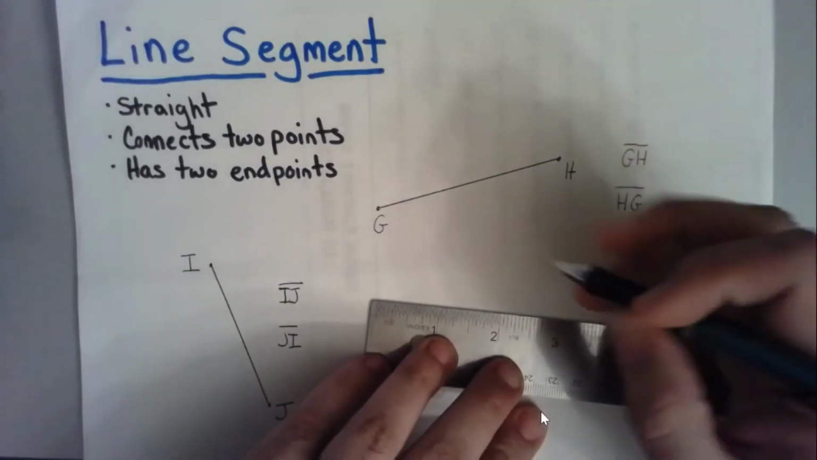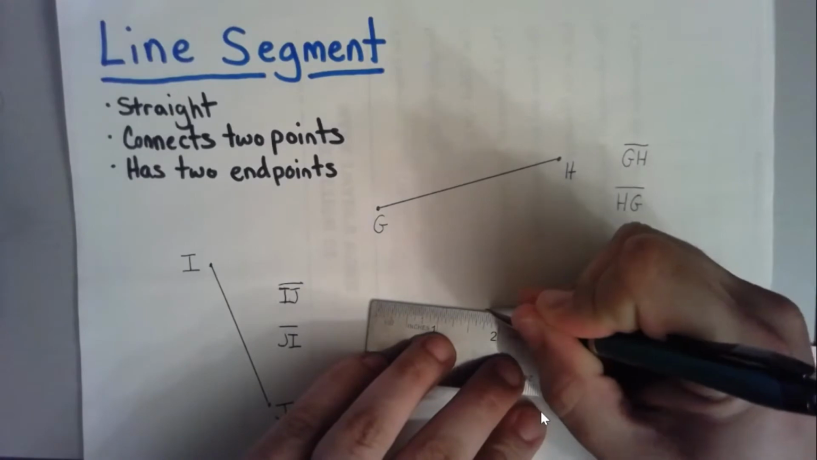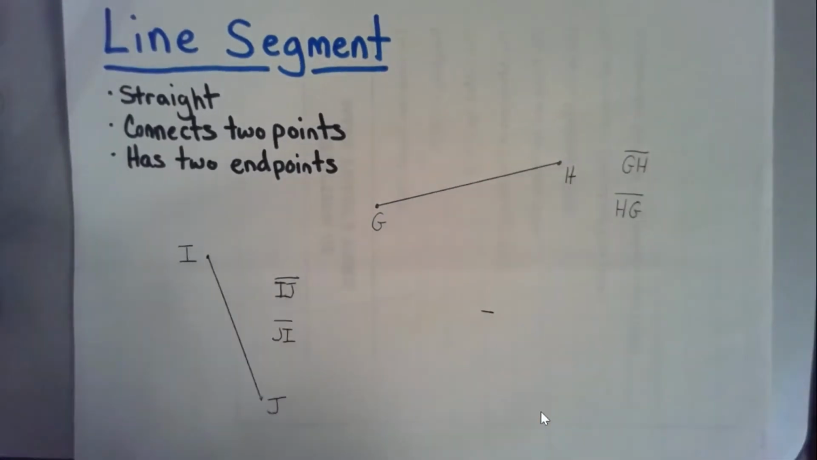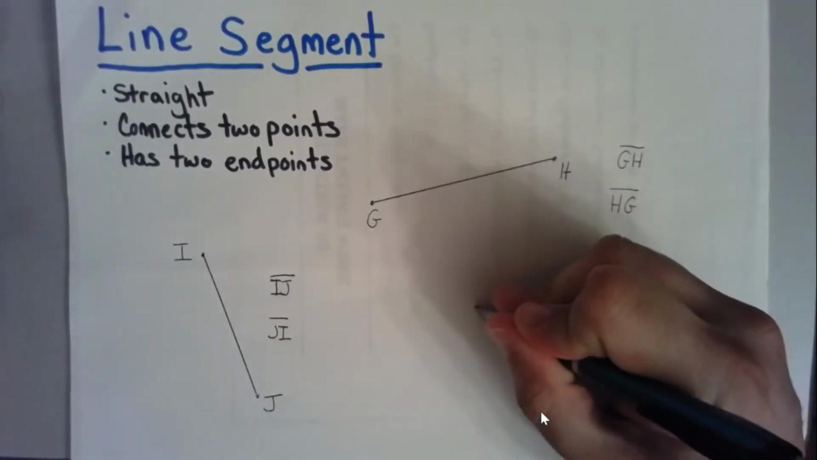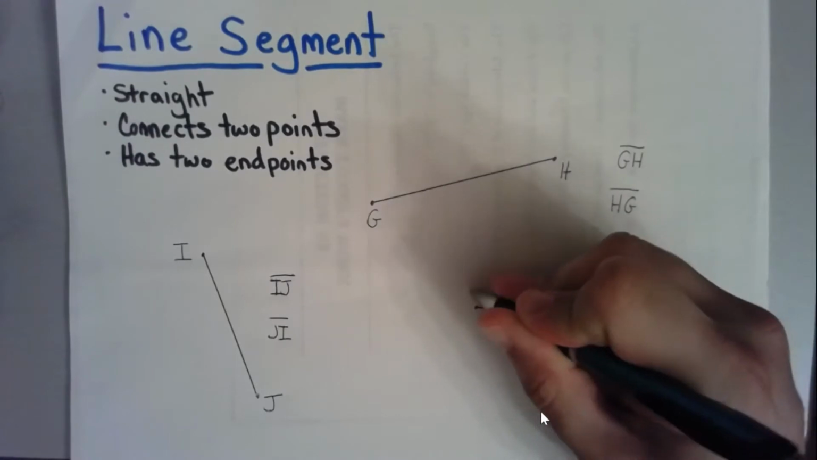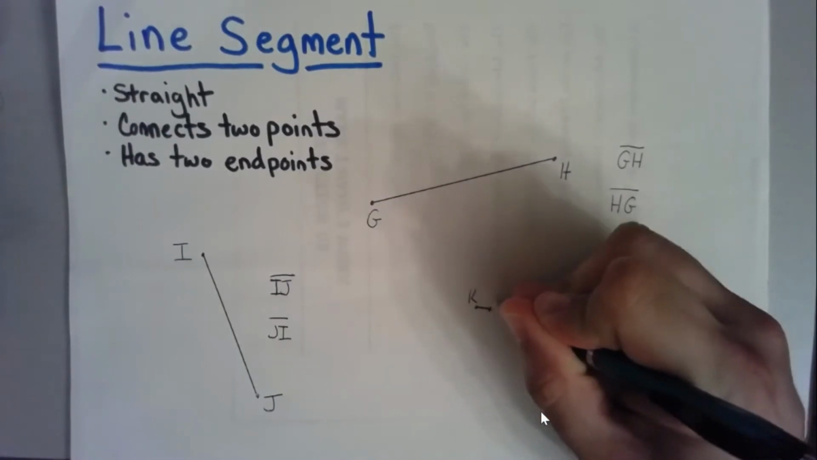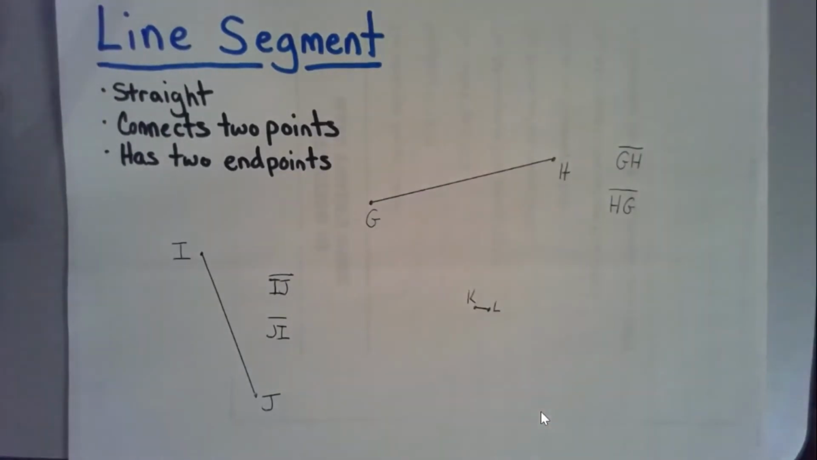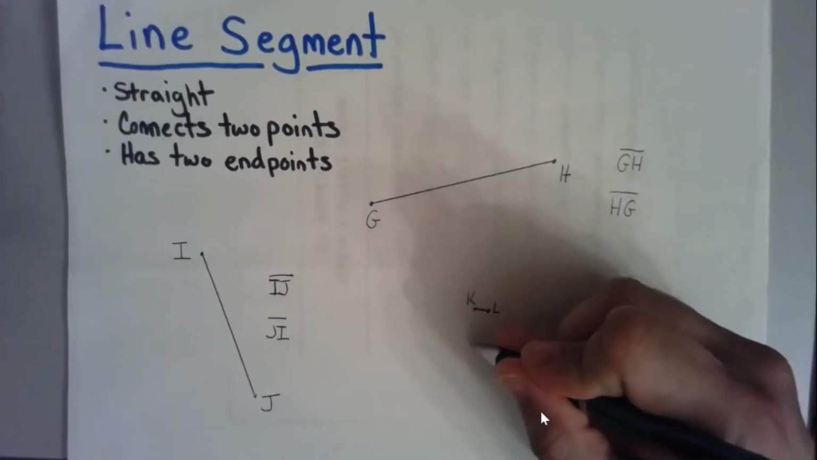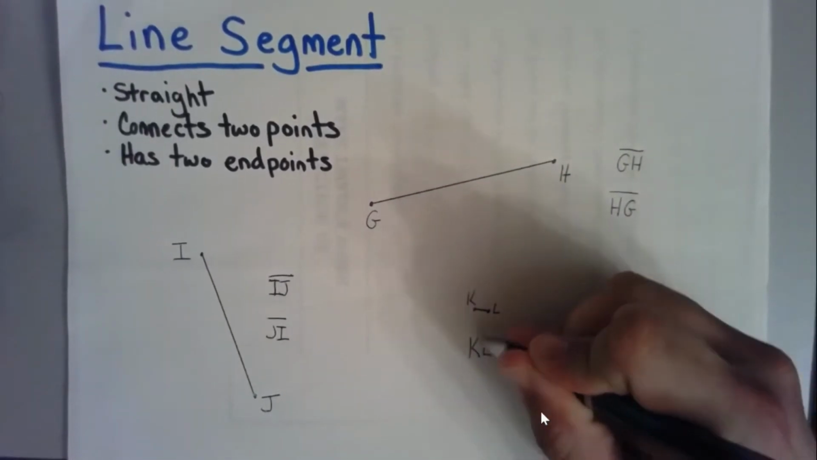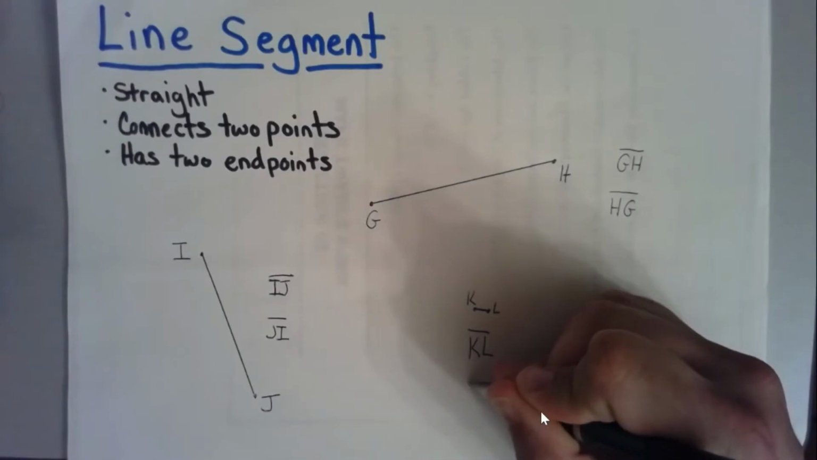They can go, like I said, at a diagonal. I can have a really short line segment right here. I can connect my points and call this point K and point L. So it's a really short line segment. And again, I can name this line segment KL or line segment LK.